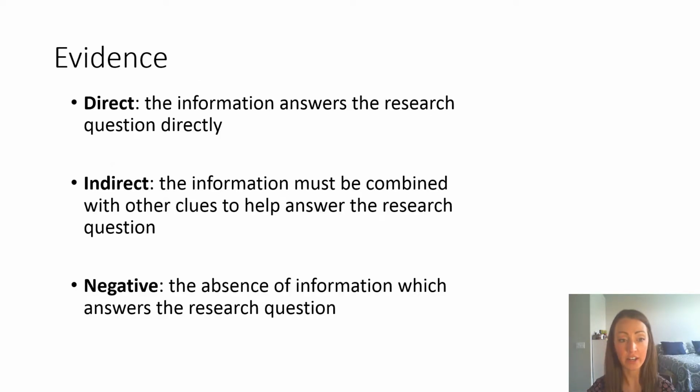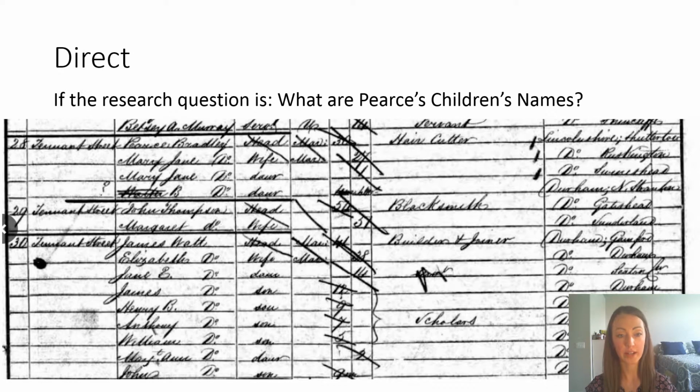Now we are on evidence. There's three kinds of evidence. Direct evidence answers the research question directly. Indirect evidence is when you have some clues here and some there that may need to be combined to give you the answer to your research question. And negative is the absence of information which answers the research question. Let's see some examples. Direct.